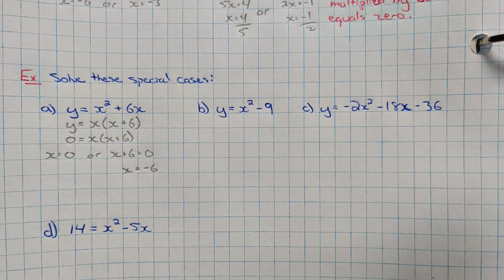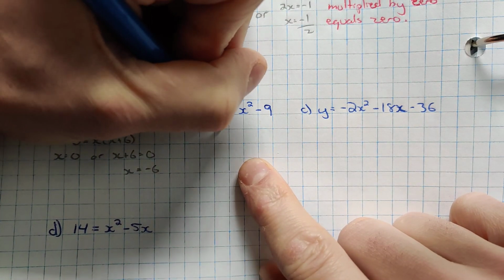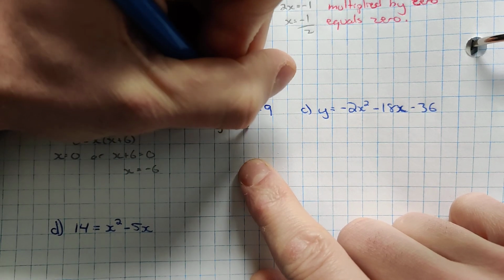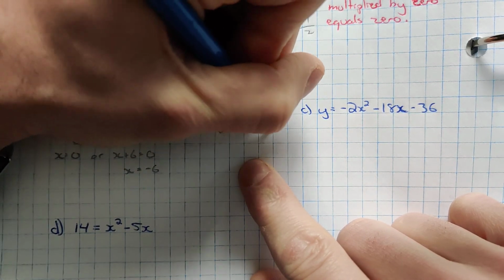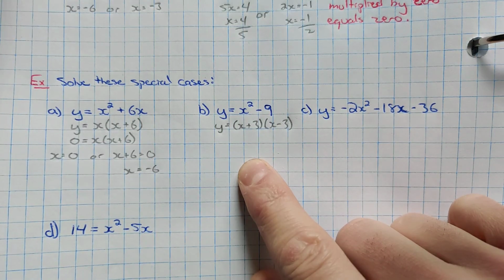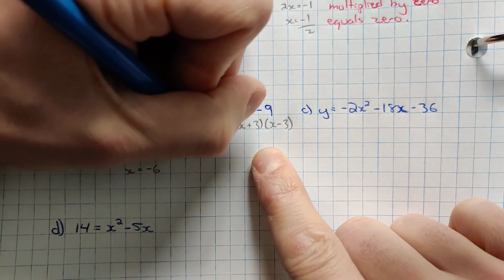In the next case, I have x squared minus 9. x squared is a perfect square, 9 is a perfect square, and it's a difference of them. This is a difference of squares. So this one easily factors down to x plus 3, x minus 3. Set it equal to 0.